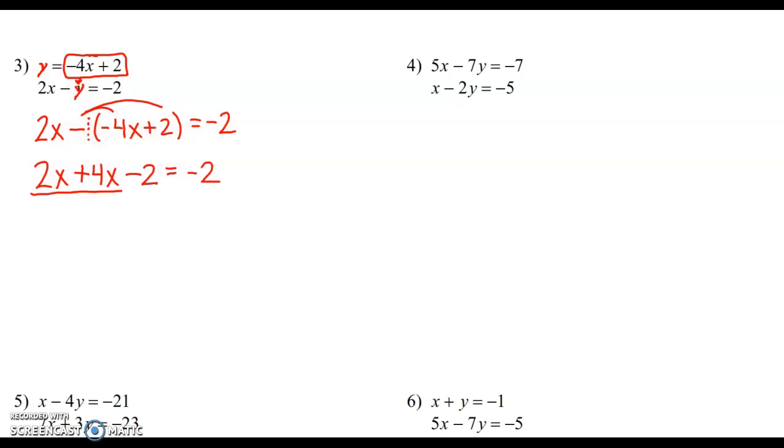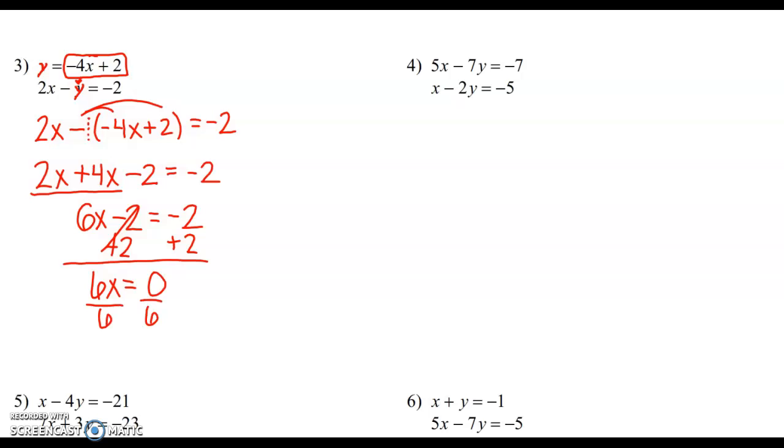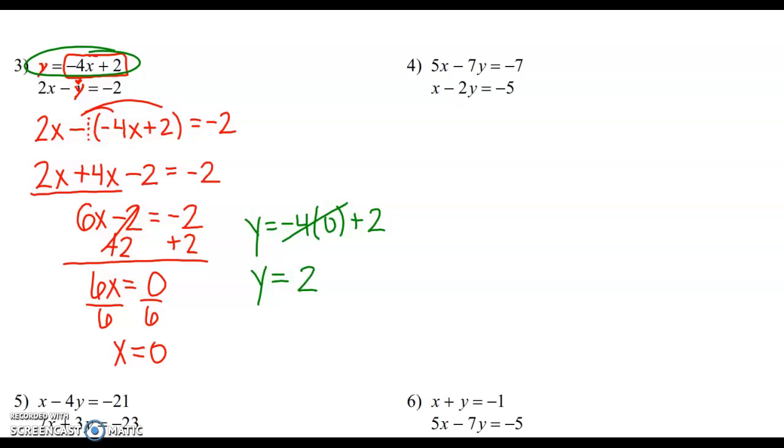So then combine like terms, 2x plus 4x is 6x, minus 2 equals negative 2. To get rid of a minus 2, we would add 2. So then we're sitting at 6x equals 0, is negative 2 plus 2, and 0 divided by 6 is 0. Substituting that back in, we know that y equals negative 4 times x, which is 0, plus 2. Multiplying by 0 doesn't do anything, so we're just left with 2. Ordered pair answer, x comma y, would be 0, 2.